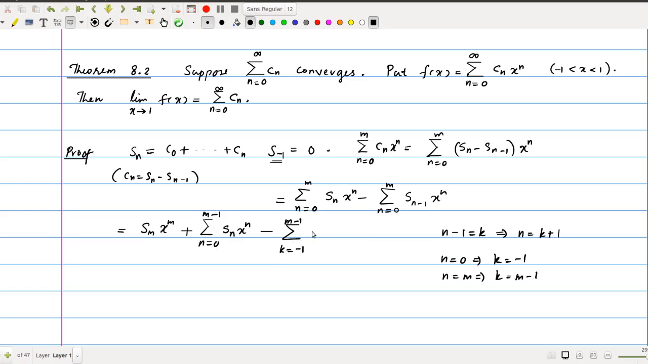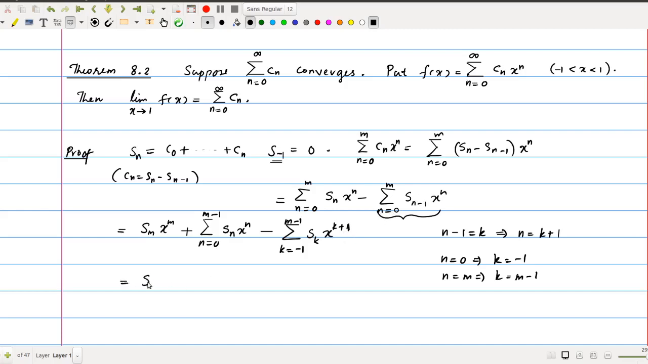Okay, so this is the limit, and this sum will be this S_{n-1}. Instead of n minus 1 we put k here, and if n is equal to k plus 1, we have x raised to k plus 1. Okay, so this is the new sum. This is exactly the same sum but in terms of k.